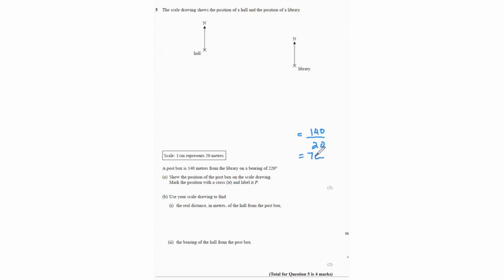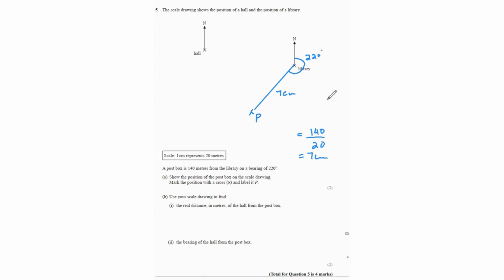to 7. So we draw a line of 7 centimeters from the post box towards the library. Now the post box is 140 meters from the library and at a bearing of 220. So 220 means it's going to come in the third quadrant, which means it's going to be on this side. So using your ruler, you will draw a 7 centimeters line. You won't draw it roughly like me. You will use the ruler once again. And then this will be your position X for the post box because this is your 220 degrees.